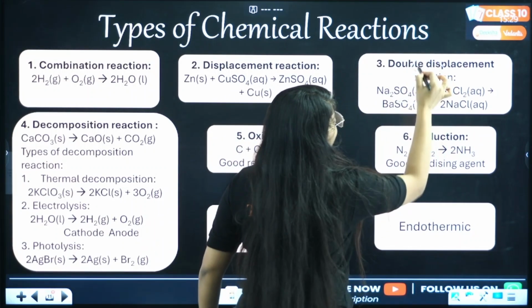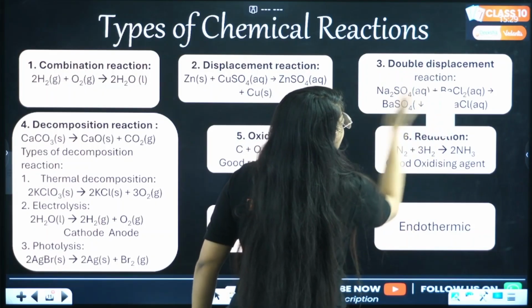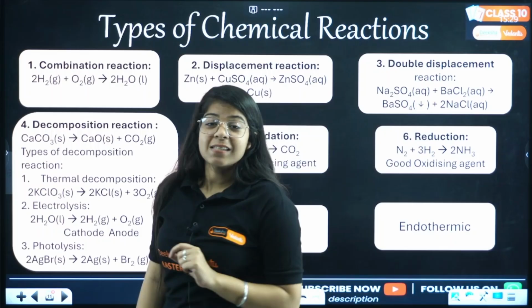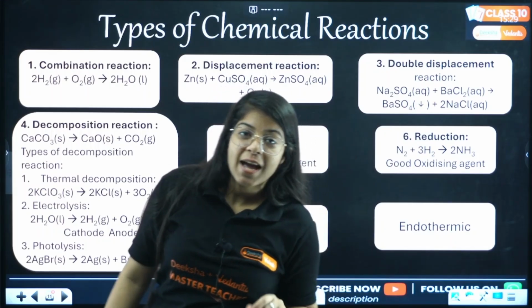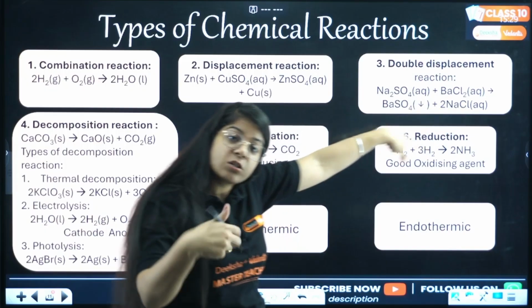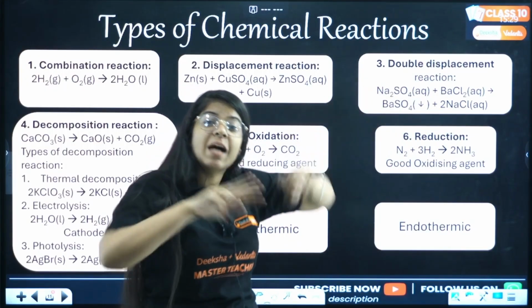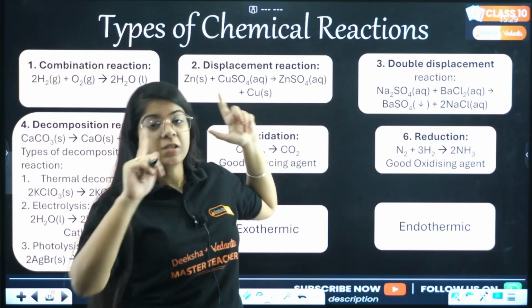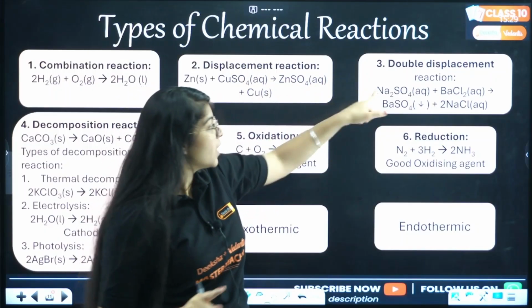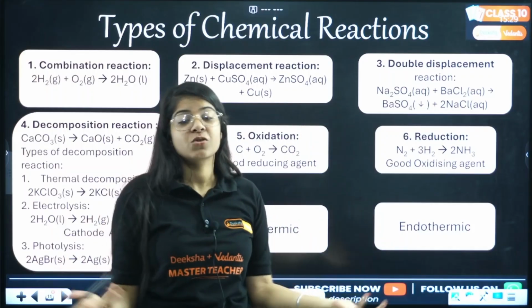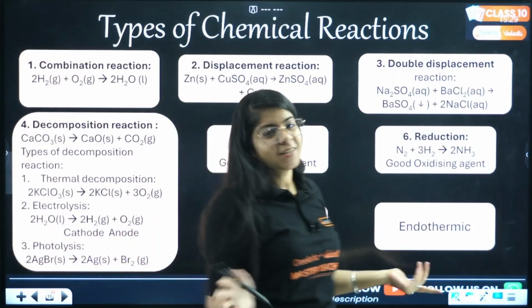And Ba is like, okay, SO4 is free now, I'll just go with SO4. So it becomes BaSO4, and we also study that BaSO4 is an example of a precipitation reaction. So Na displaced Ba, but in turn Ba also displaced Na. So it's double displacement. Here only zinc displaced copper, so that is single displacement reaction. Here both of them displaced each other. Both of them took the place of each other. So it's called a double displacement reaction.